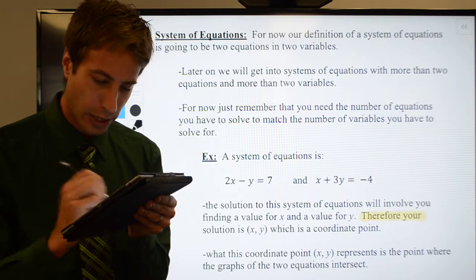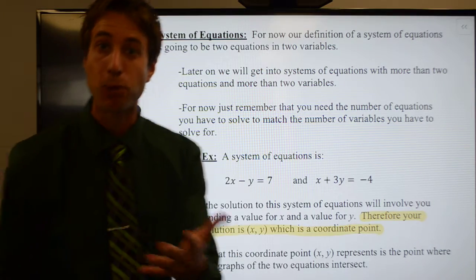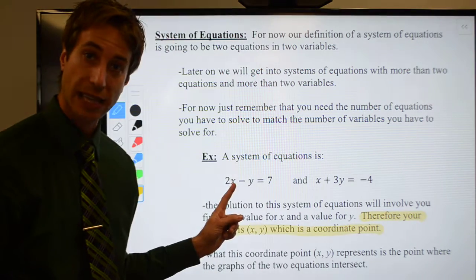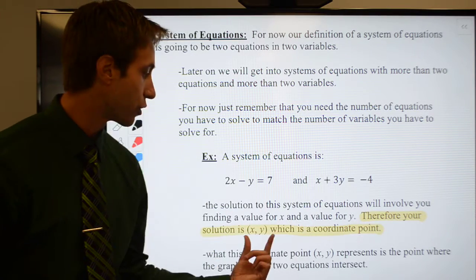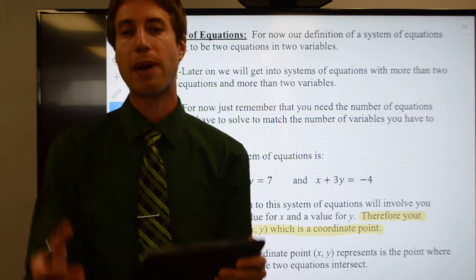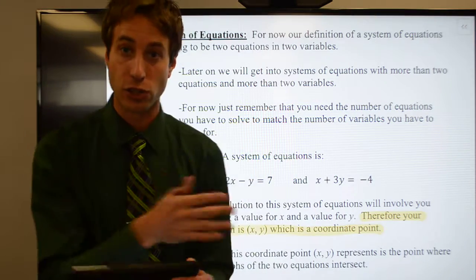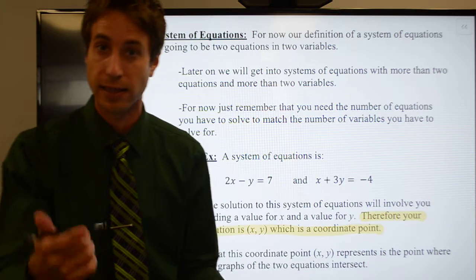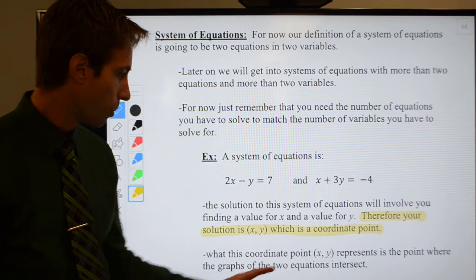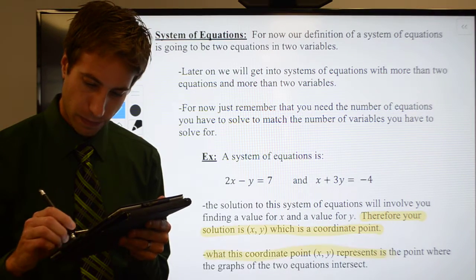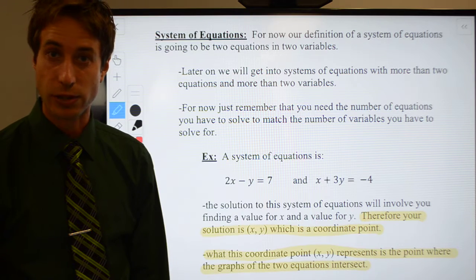So your solution is actually a coordinate point. It'll be a point x, y. You're going to find the solution for x, solve for y, find the solution for y, and when you put them together, you get an ordered pair. That ordered pair represents where these 2 linear functions cross each other. Where do they intersect? That's going to be your solution, which is exactly what I've got right here for you. The point represents where the 2 equations intersect each other.